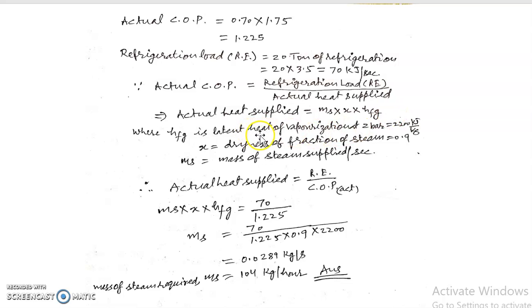From the steam table we can determine the value of hfg, and it comes as 2200 kilojoule per kilogram at 2 bar. In the question it is given that the dryness fraction of the steam is 0.9. Now we can put these values in this equation. So ms comes out as 0.0289 kilogram per second, or in terms of kilogram per hour, as asked in the question, it has to be multiplied by 3600. So it comes out as 104 kilogram per hour.